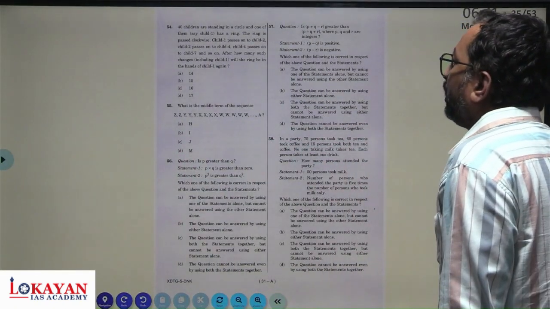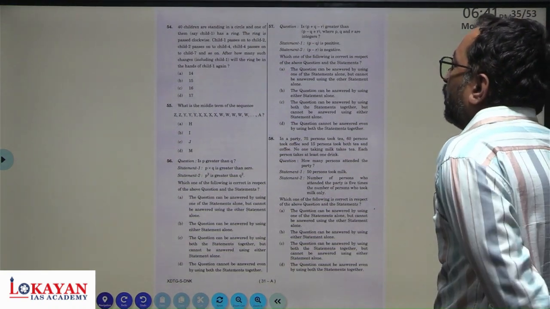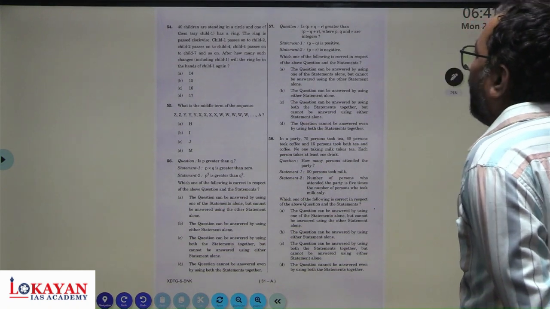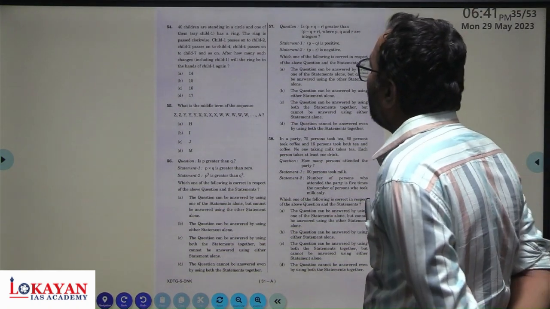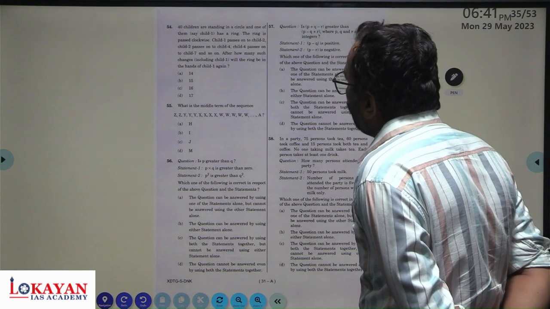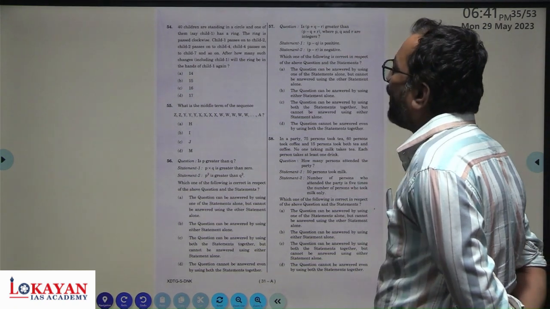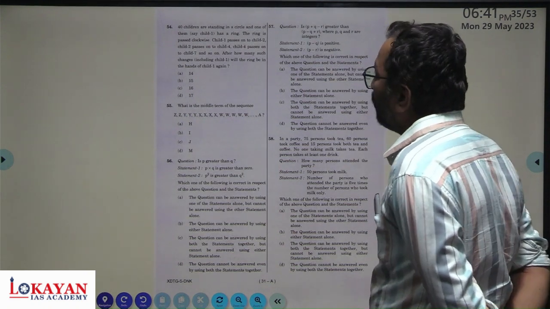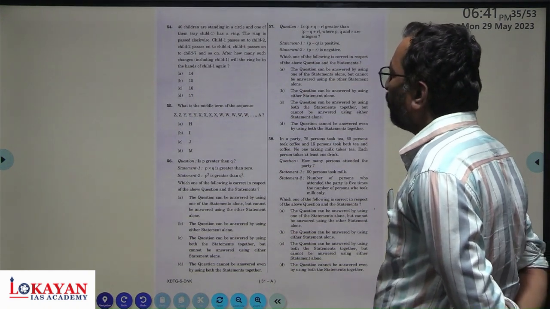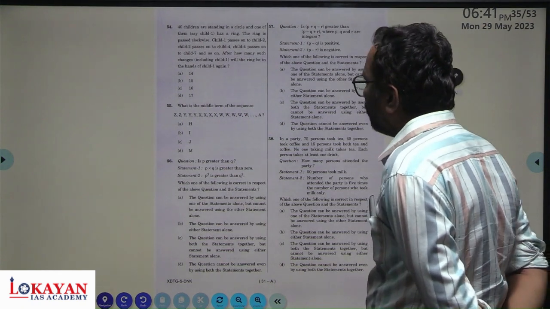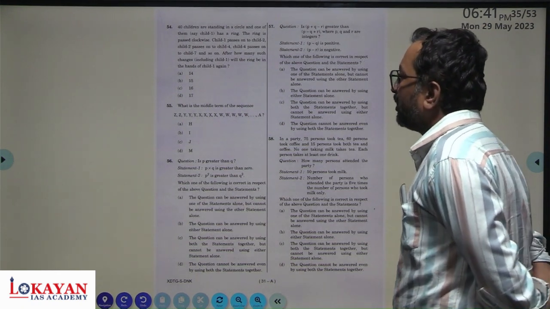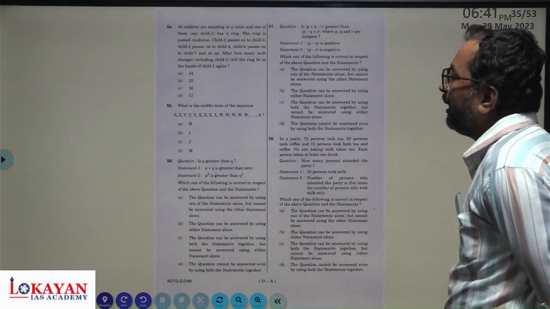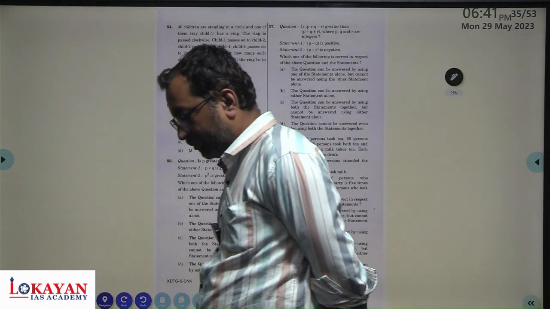Question number 54. 40 children are standing in a circle and one of them, say child 1, has a ring. The ring is passed clockwise. Child 1 passes on to child 2. Child 2 passes on to child 4. Child 4 passes to child 7 and so on. After how many such changes, including child 1, will the ring be in the hands of child 1 again?